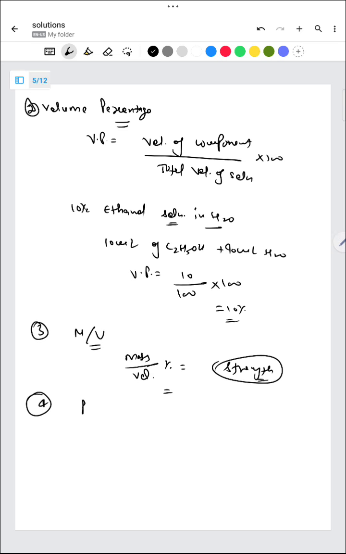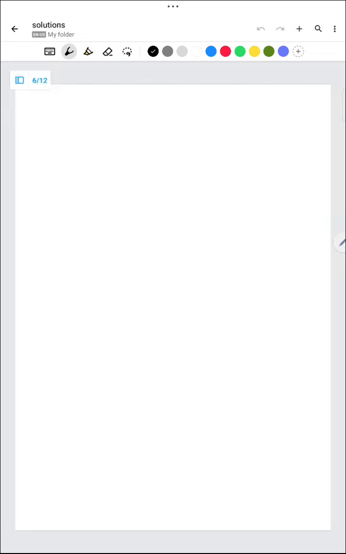Now the next term is ppm, which is parts per million. It is used to express the concentration where trace amounts are required. Normally, for expression of pollutants in water or atmosphere, we use this concentration term because these are very less as compared to the other concentration terms.